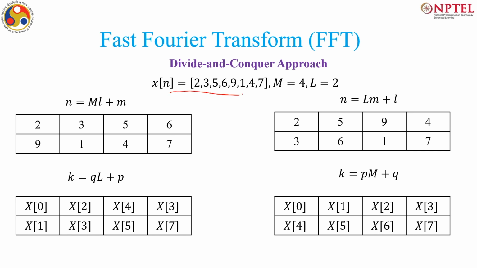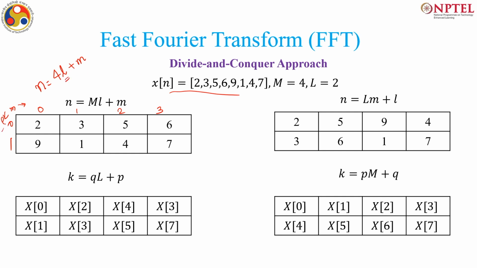Here we have this sequence. What is M? M is 4. So, small m varies along this, 0, 1, 2 and 3, and l varies downwards, 0 and 1. The value of capital M is 4, which means this equation is n equals 4 l plus m, where small m varies from 0 to 3 and l varies from 0 to 1.